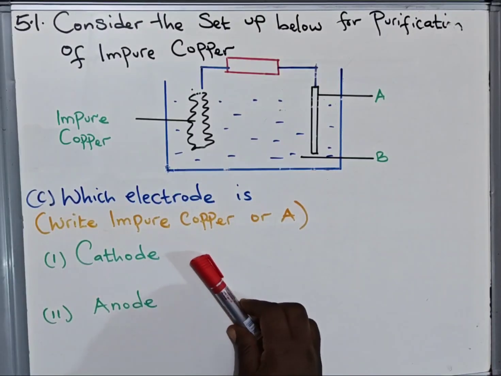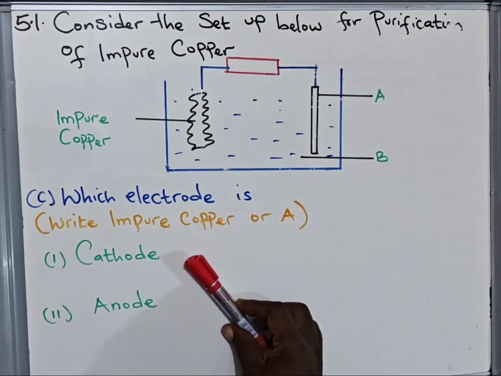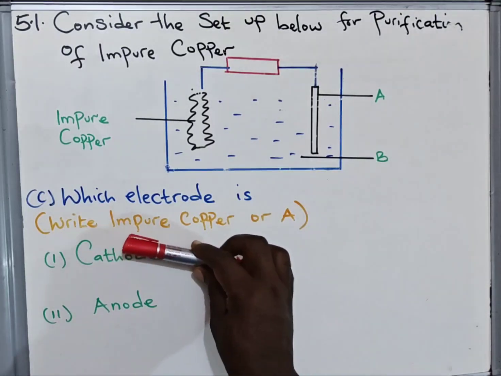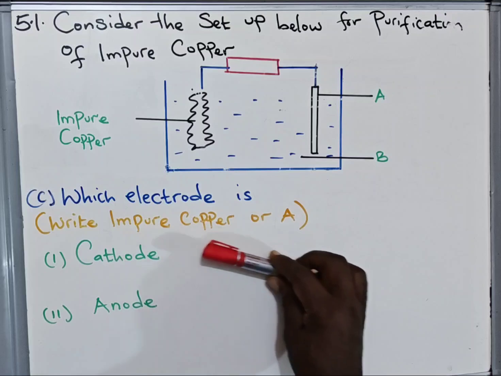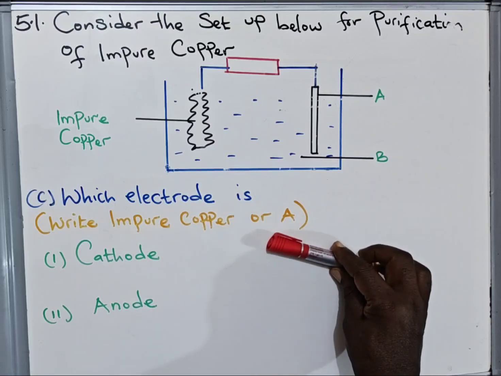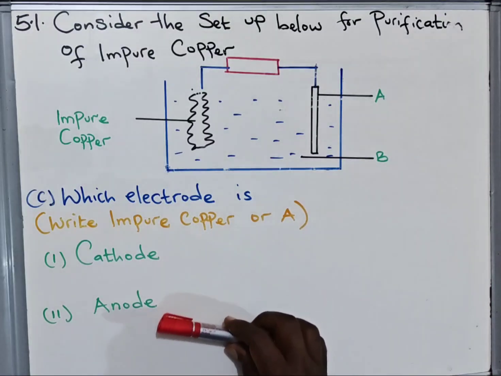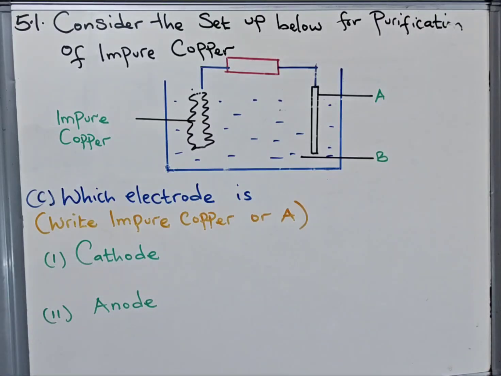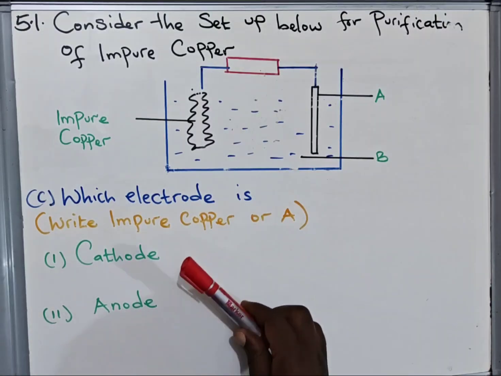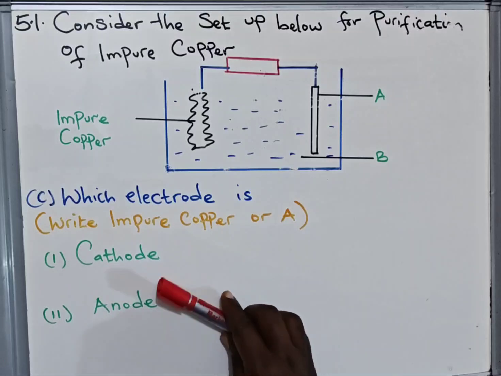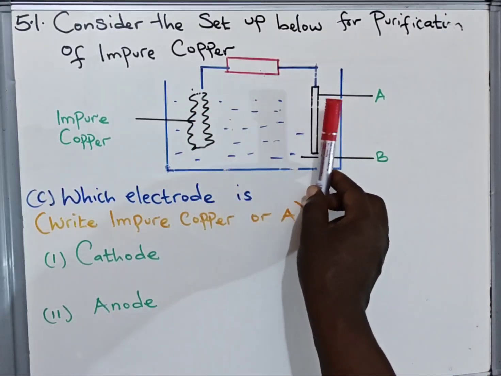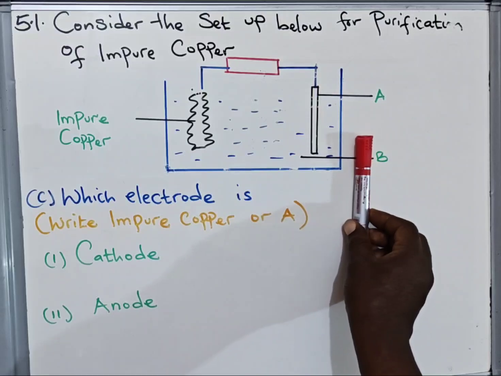Then we come to this one. It says, which electrode, write impure copper or A, is cathode? Which electrode is cathode? How do I answer this? I will answer this in accordance to the intention of this setup.